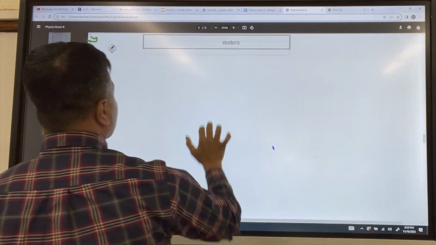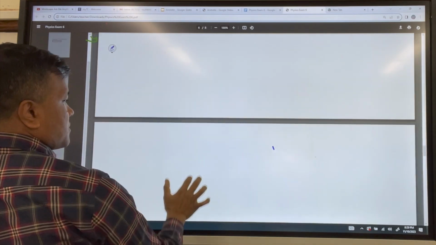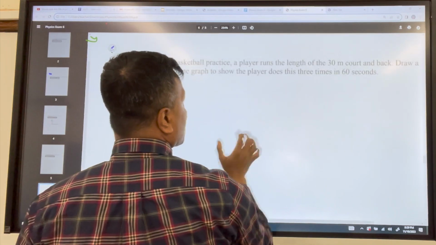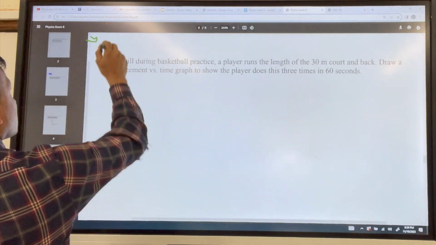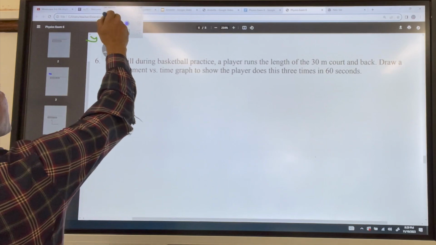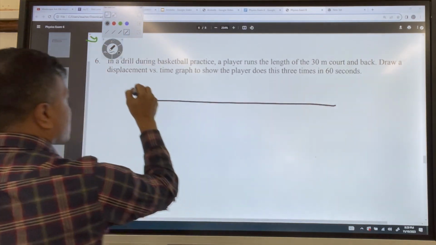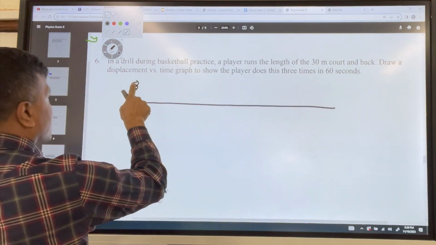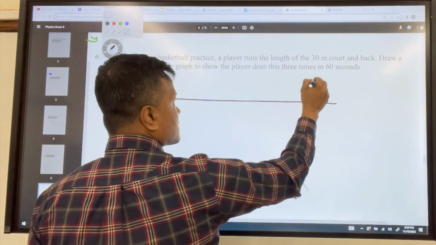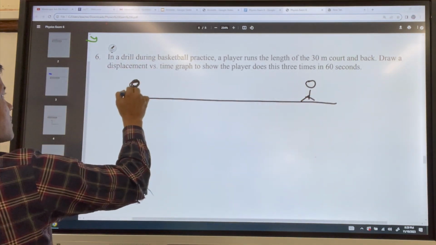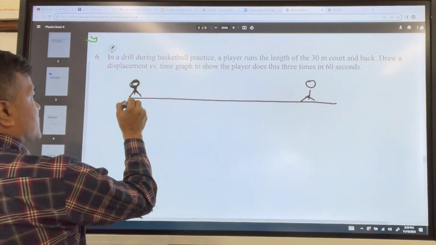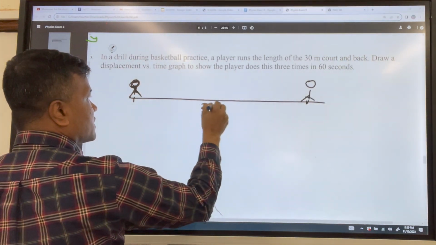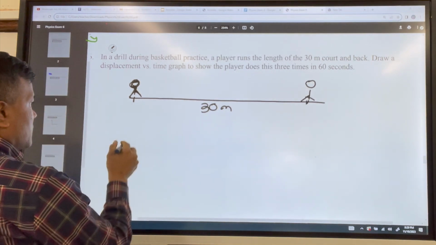Problem number 6 would be the problem that we did many times in the classroom, right? So you have a basketball player, let's draw, over there as well on the other side. From here to here is 30 meters, right?